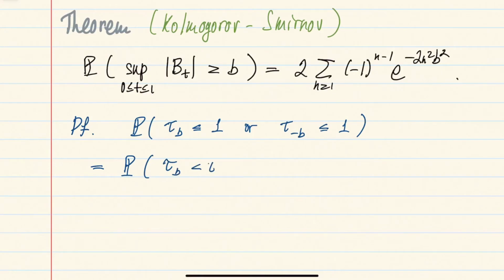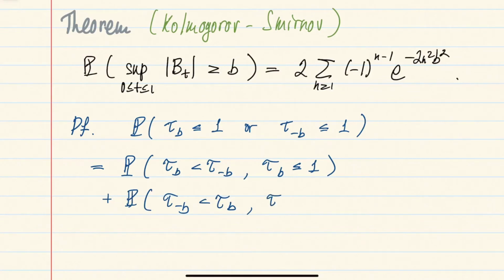Now we are going to split this event into two pieces, depending on whether you hit b first. So if this time is less than this time, and in this case it occurs before time 1, or the other way around, that minus b is less than the hitting time of b. And then you only need to mention that this occurs before time 1. And by symmetry of the process, both probabilities are equal. If you just put the minus sign in front of your Brownian motion, one event will turn into the other, so this is just twice, let's say, the first probability.